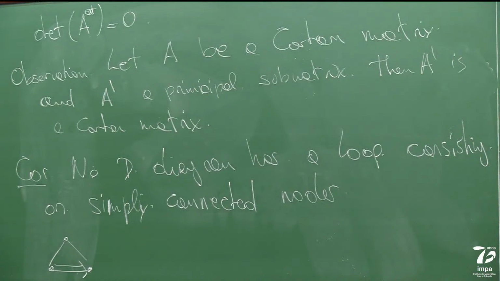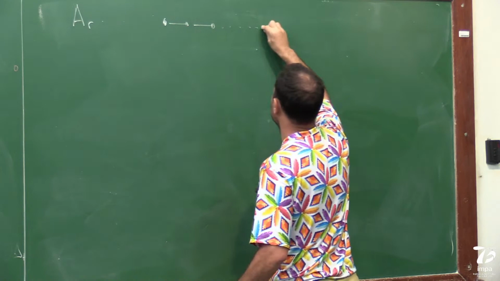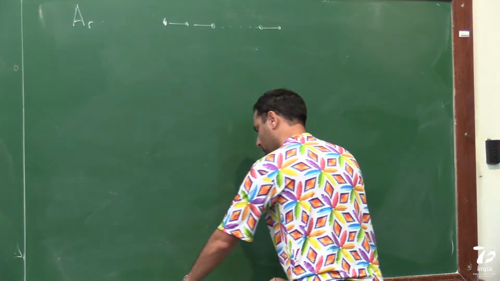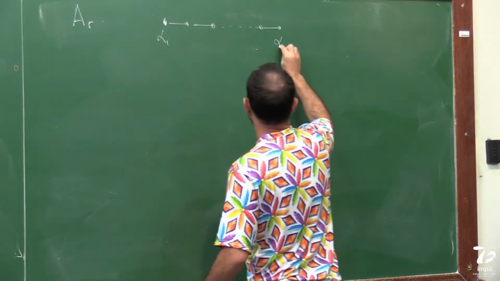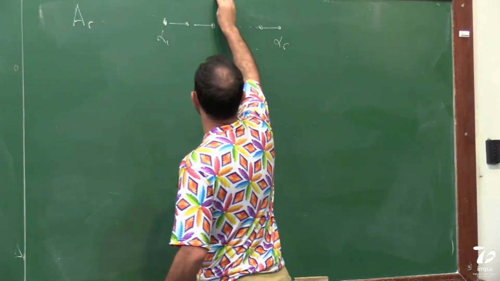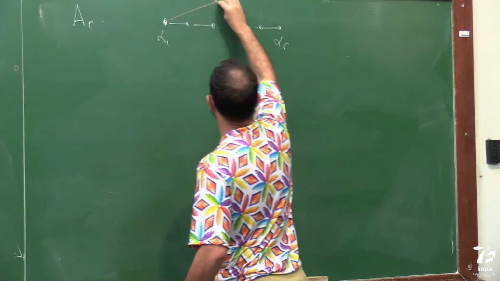Okay, so we finished with A_r. And probably I want to keep one word with this datum. So let's keep a summary of A_r here. So we have A_r, and it is a diagram like this: alpha 1 up to alpha r, and some alpha 0. And this is the extension.